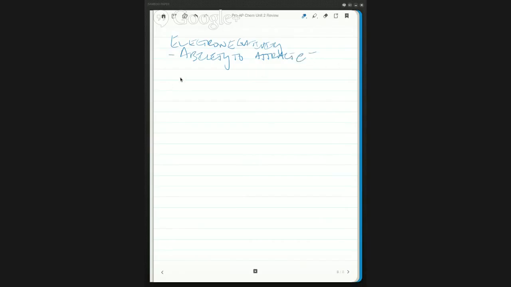Because of that, noble gases essentially have no electronegativity. Noble gases are essentially 0 electronegativity. I'm going to abbreviate it here. Okay?